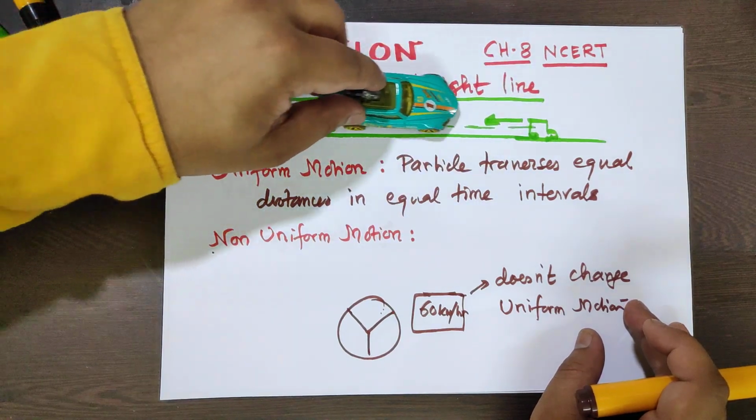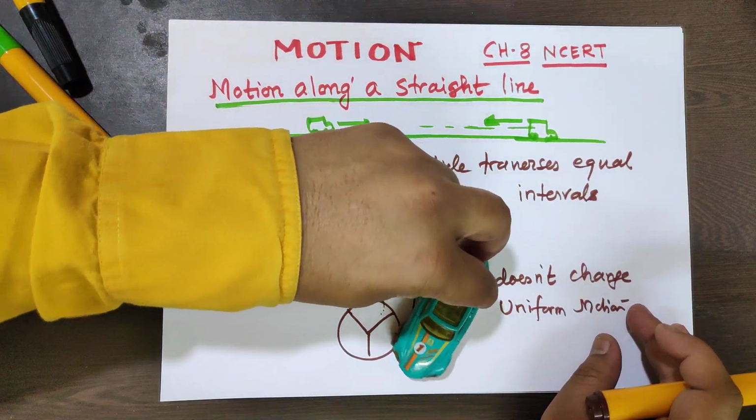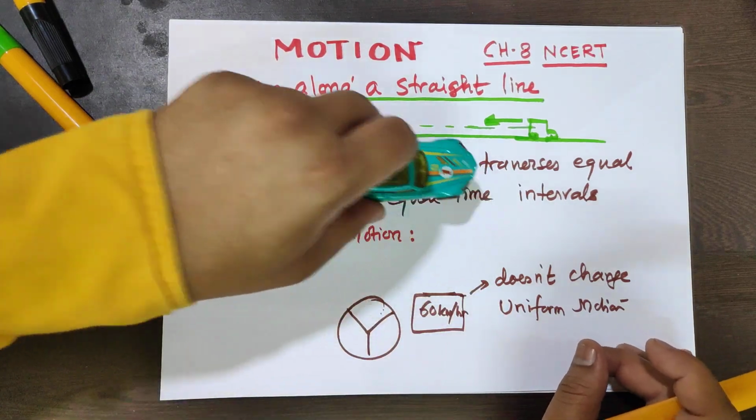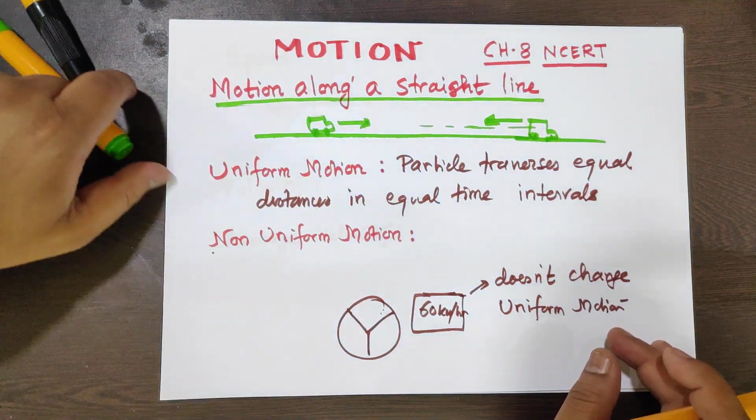But if it does like this, then it is no longer motion in a straight line. We will not deal with that. We will deal with only motion in a straight line for the time being.